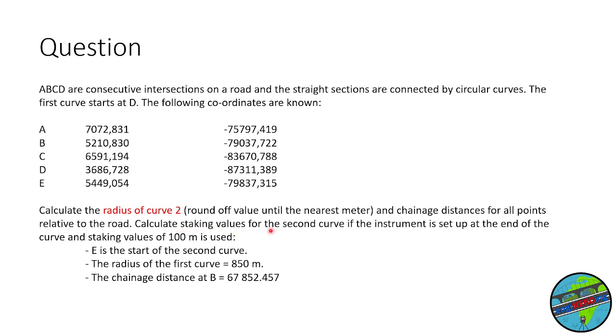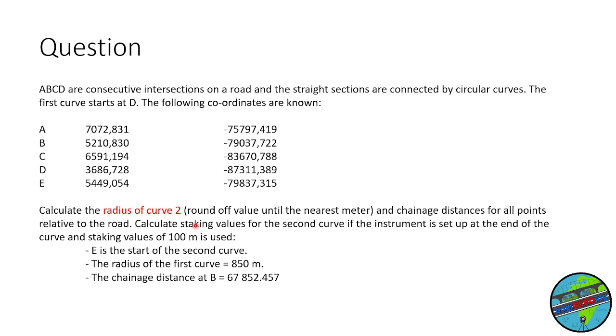Then we have to calculate staking values for the second curve. So we will be ignoring the first curve when it comes to staking, and only do the second curve, if the instrument is set up at the end of the curve and staking values of 100 meters are used. Now some important points to know: E is the start of the second curve. The radius of the first curve is 850 meters, and the chainage at B is 67,852.457. So this is all the given information to us.